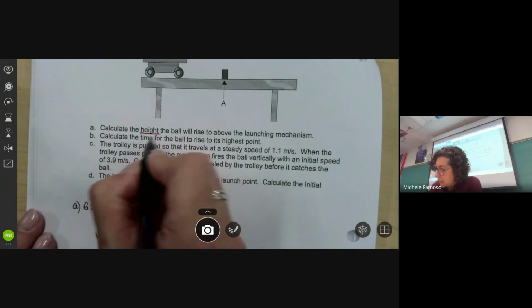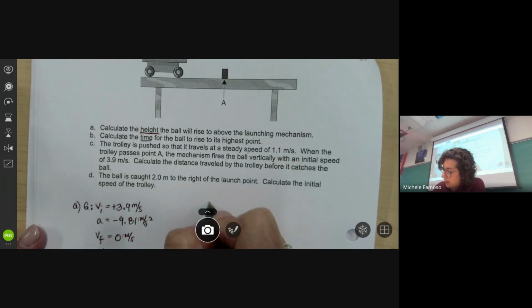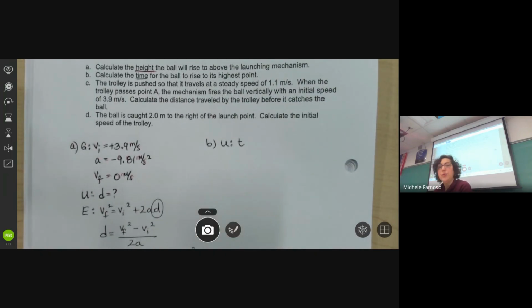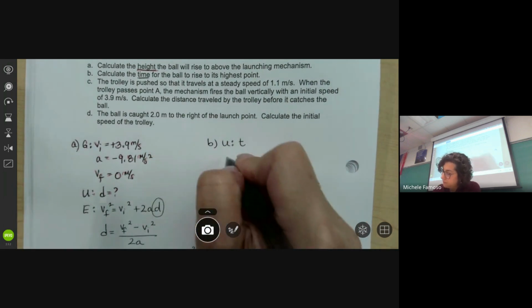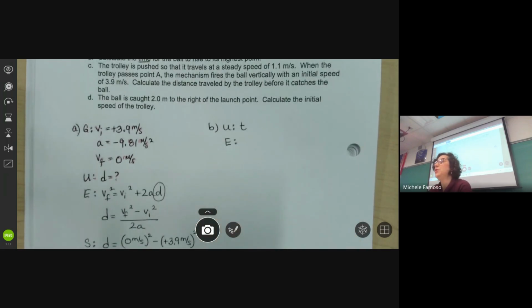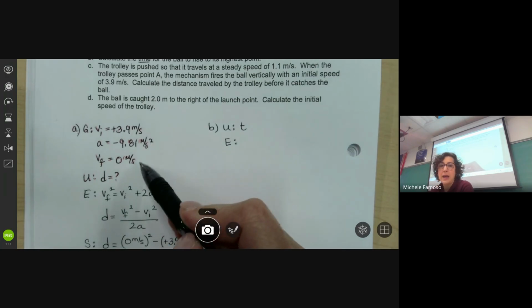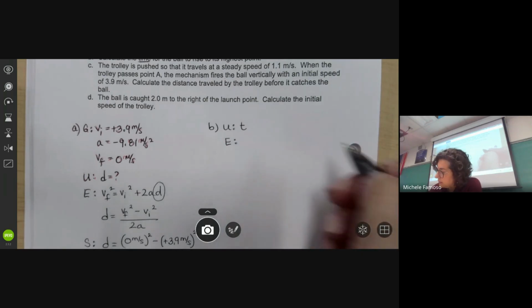Part B asks us for the time to get to the highest point. That means our unknown is T. I'm not going to rewrite the givens. They are the same as what we just had in part A. What equation can we use to get the time if we know the VI, the A, and the VF? Miriam, can you give me an equation, please?